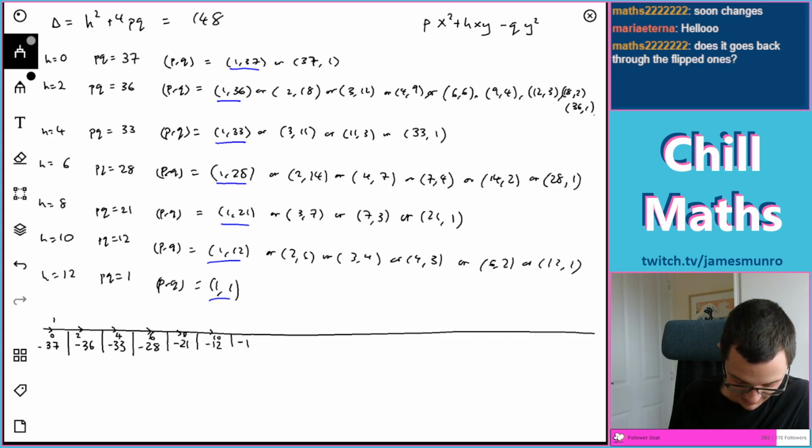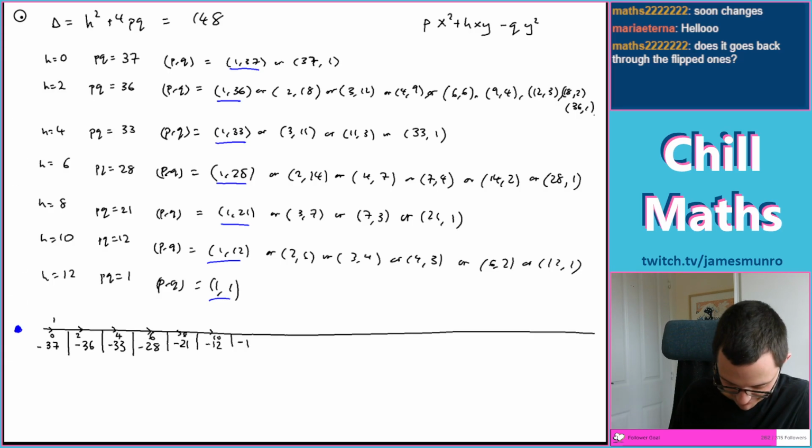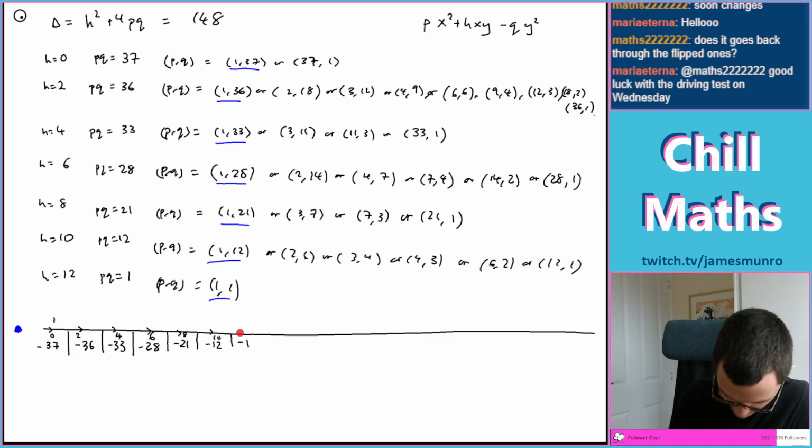Time to find out what happens next. Will it just go back down again? Will it just be 1 forever? Doesn't feel right somehow for it to be 1 forever. So we're in this 12 case now. Let's put it above the line.